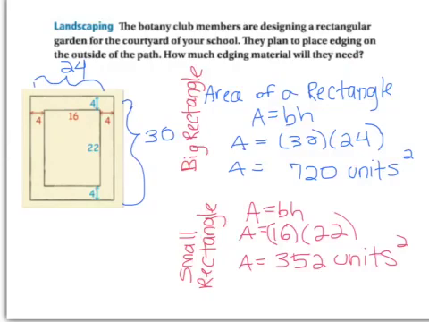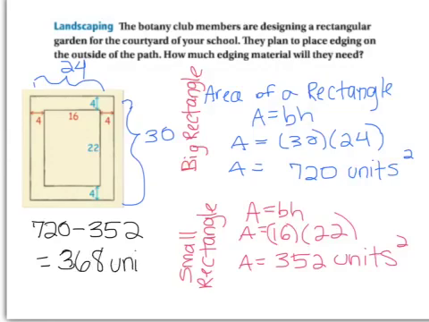The smaller rectangle is easier. We know that this side is 16, this is 22. So 16 times 22 is 352. Then we're just going to subtract the area of the bigger rectangle minus the area of the smaller rectangle. And that will give us the area of the remaining space. So the amount of edging material that they will need is 368 square units.